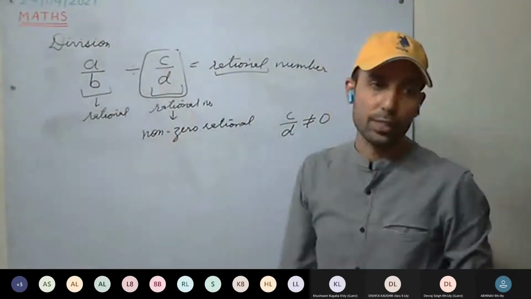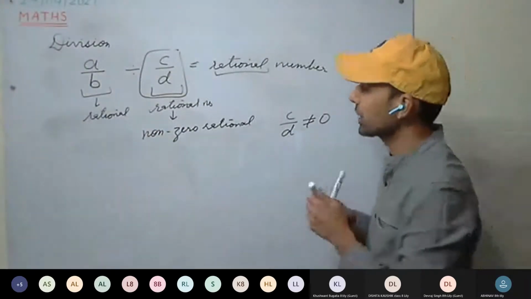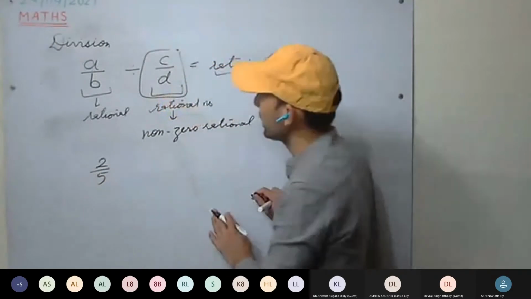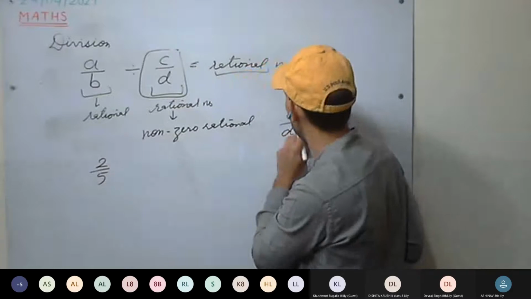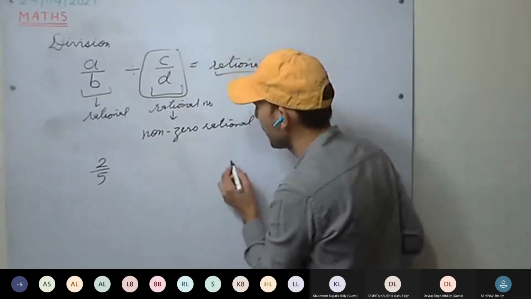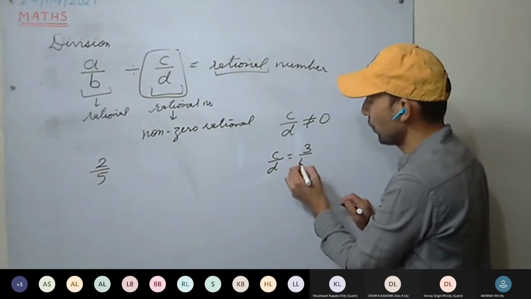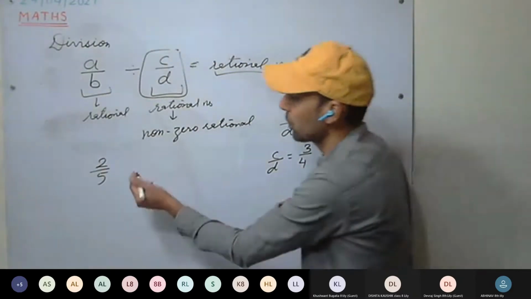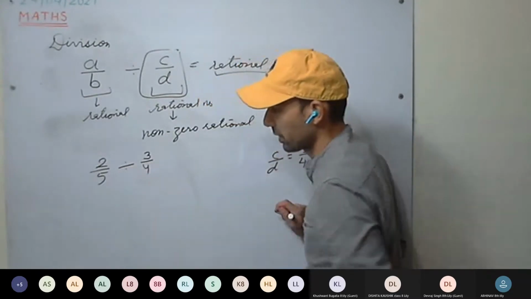A by b can be 0. It doesn't matter. Okay, we'll be taking those examples now. For example, a by b we are taking 2 by 5. c by d should not be 0. It means c by d, what can we take? 3 upon 4, any number you can take. Okay, c by d we are taking 3 by 4. So 2 by 5 we are dividing by 3 by 4.